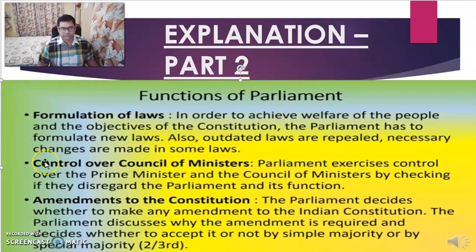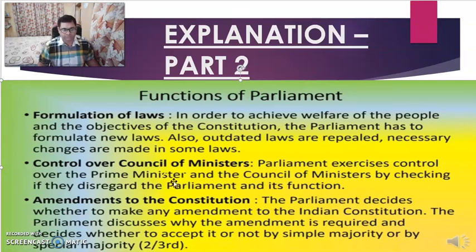The second duty, or the second function of the Parliament, is to have control over the Council of Ministers. Now the head of the Council of Ministers is the PM, the Prime Minister. So Parliament exercises control over the PM and the Council of Ministers. How? By checking if they disregard the Parliament and its function, that is, if they work as per the rules and regulations of Parliament. So, Parliament exercises full control over these Council of Ministers and their head, that is the PM, Prime Minister. They check if they do their work properly or not.